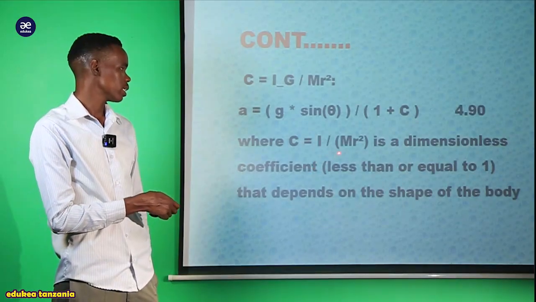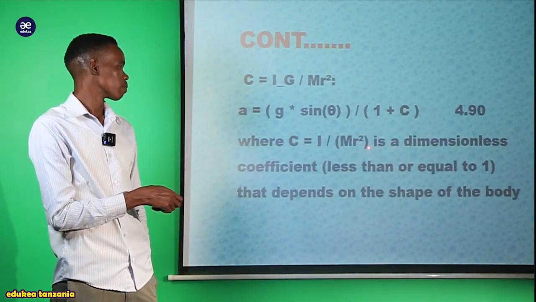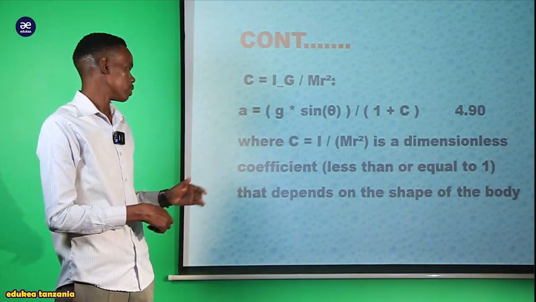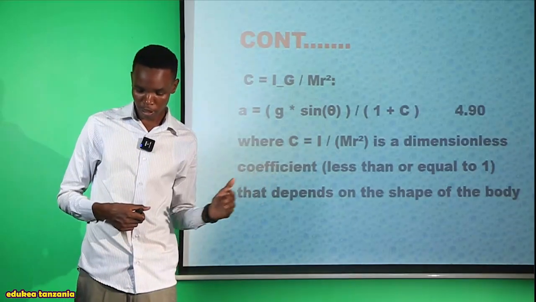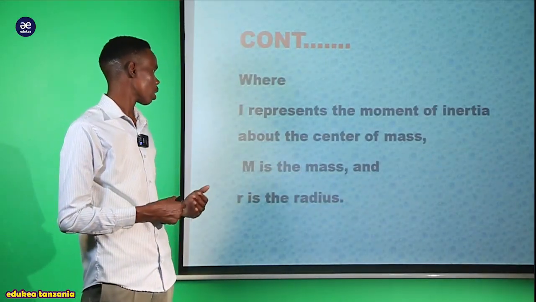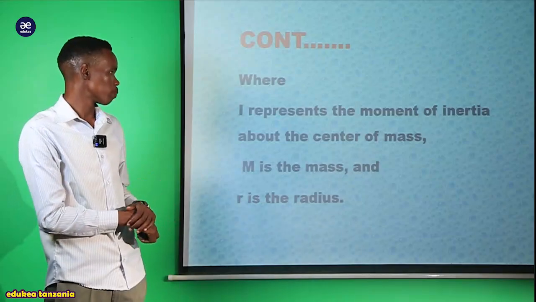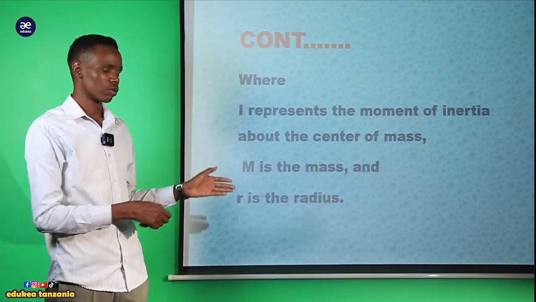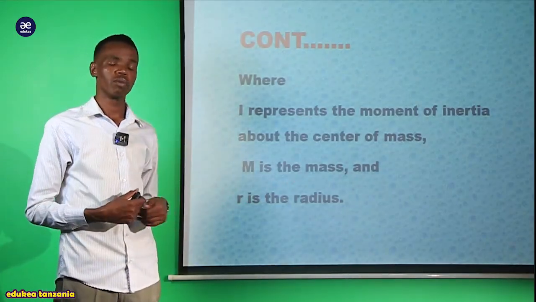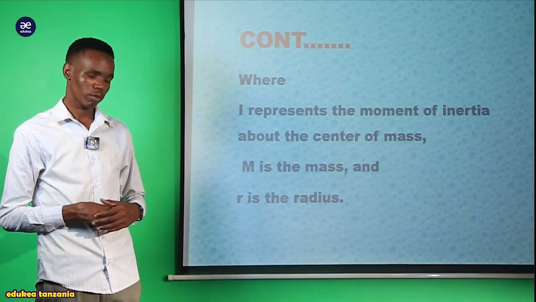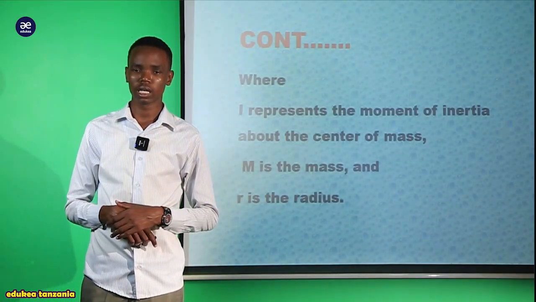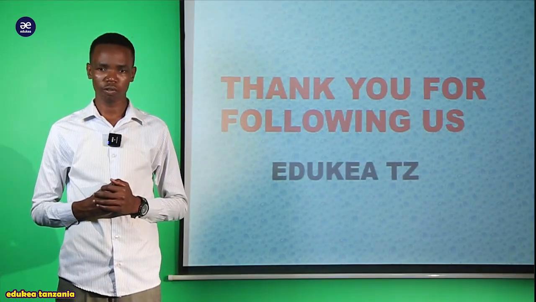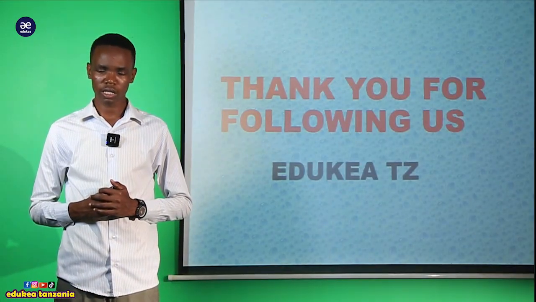We know that C here is equal to the moment of inertia divided by mr square, a dimensionless coefficient, so we call it the dimensionless constant as we see. The other terms in our formula: I is the moment of inertia, M is the mass of the rigid body, and R represents the radius of the rigid body. By saying that, this will be the end of our discussion for today.